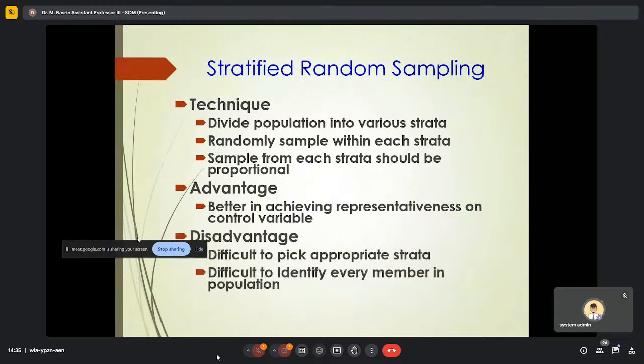There are some disadvantages also, like it is difficult to pick appropriate strata. So grouping of data itself is a very difficult task. Then again, among that we have to identify every member in the population, because again the word random doesn't mean that I pick without any rules or regulations.